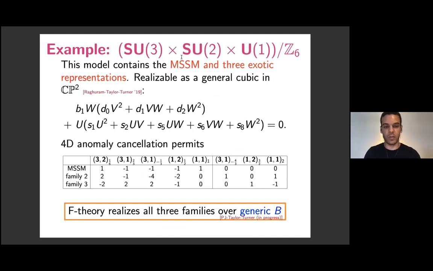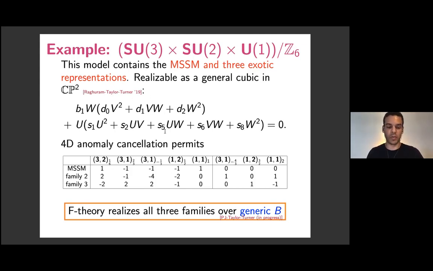Another example, which will appear in forthcoming work with Wadi and with Andrew, is the chiral spectrum of the SU3 times SU2 times U1 mod Z6 model. This model contains as its matter representations the minimal supersymmetric standard model representations, and in addition, 3 exotic representations. We can realize the singular version of this model as a general cubic in P2.